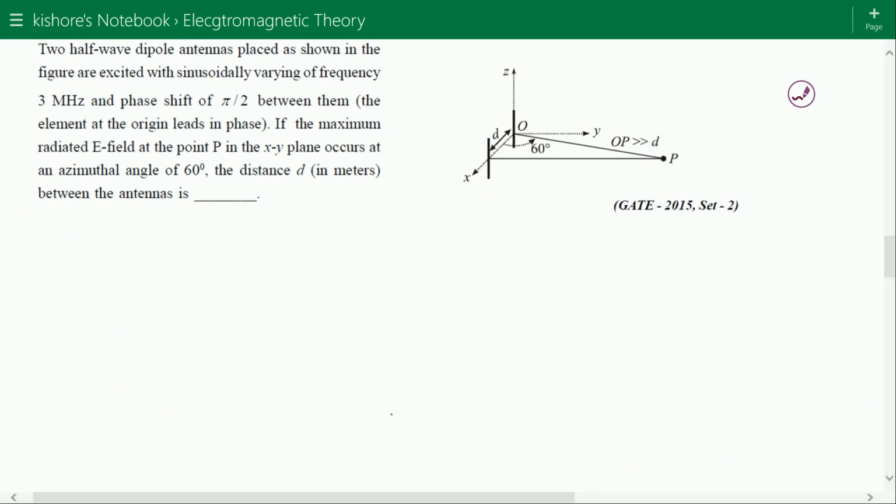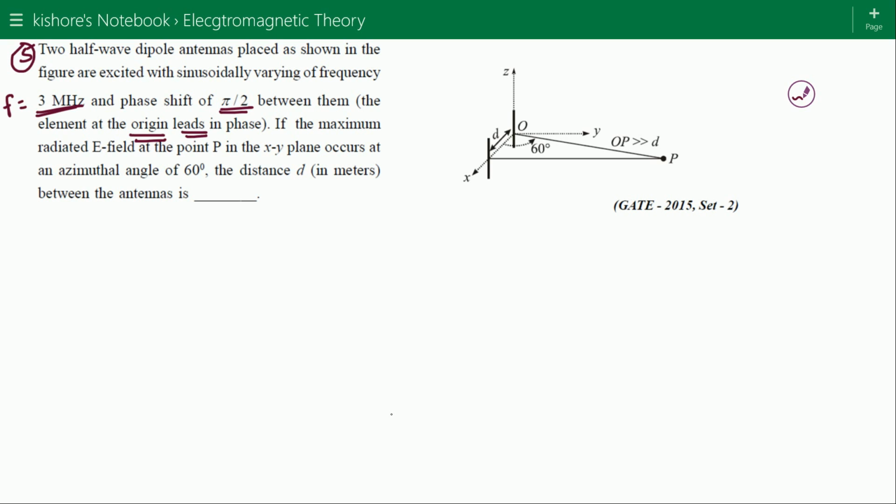Now let's see the next question. Two half-wave dipole antennas placed as shown in figure are excited with sinusoidally varying current of frequency 3 megahertz, and the phase shift of pi by 2, 90 degree between them. The element at the origin leads in phase.